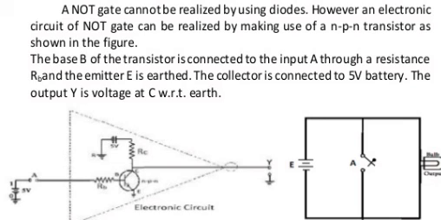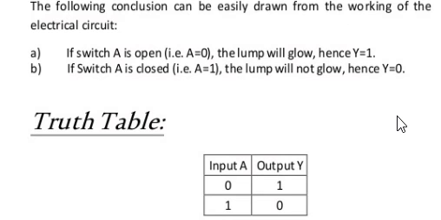If you have given 0, then it will invert your input and it will give you 1. 1 के केस में ये 0 दे देगा, और 0 के केस में it will show you final output as 1. So what is the conclusion here? If switch A is open, the lamp will glow, output will be 1. If A is closed, A equal to 1, the lamp will not glow, hence Y will be 0. So this is the truth table.